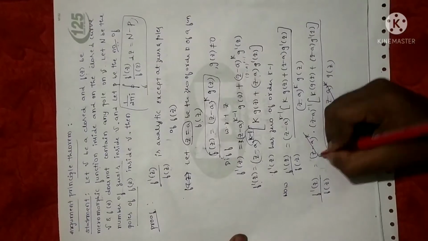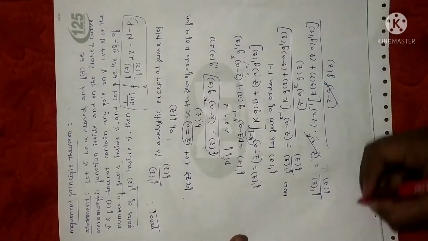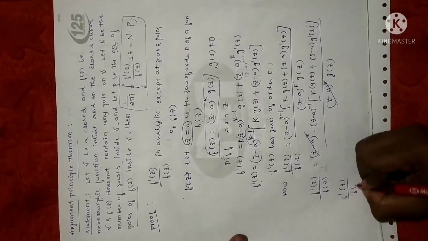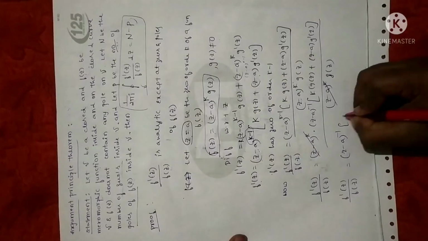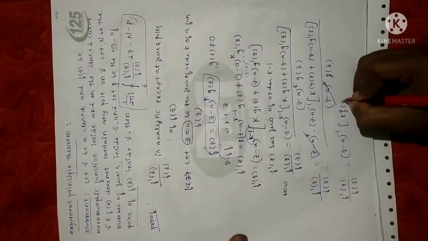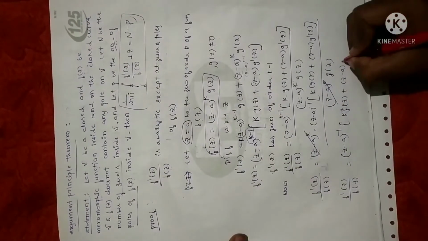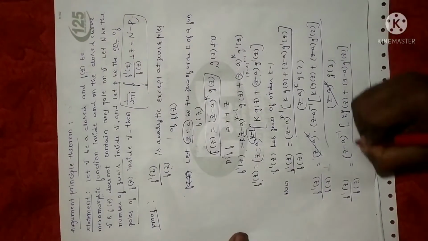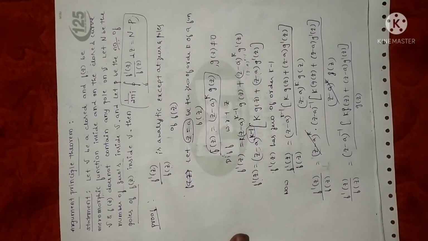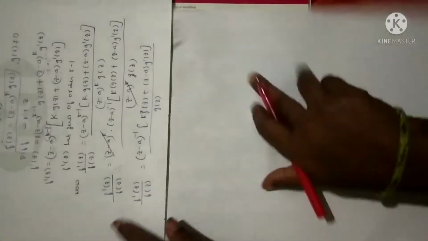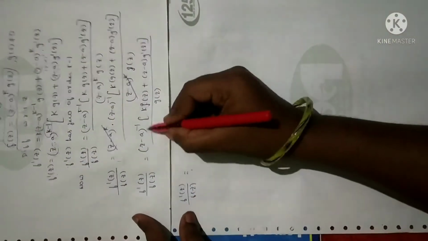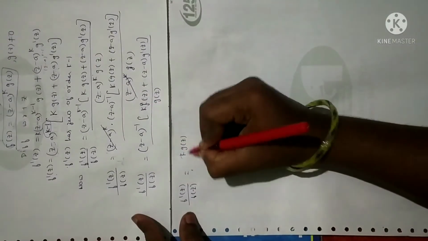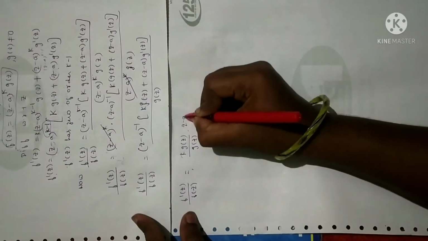Now (z minus a) power of k gets cancelled. So what you are left with is f dash of z divided by f of z equal to (z minus a) power of minus 1 into k into g of z plus (z minus a) into g dash of z, divided by g of z. Now I am going to split this term. We can write f dash of z divided by f of z as k into g of z divided by g of z into (z minus a) power of minus 1.